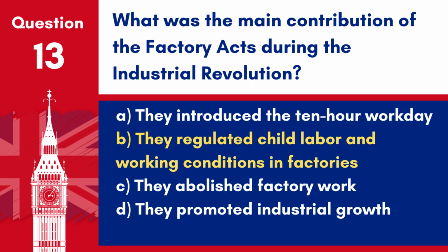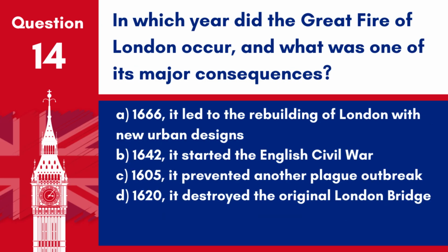Answer B. They regulated child labour and working conditions in factories. The Factory Acts were a series of laws passed during the Industrial Revolution that significantly improved conditions for workers, especially children, in factories.